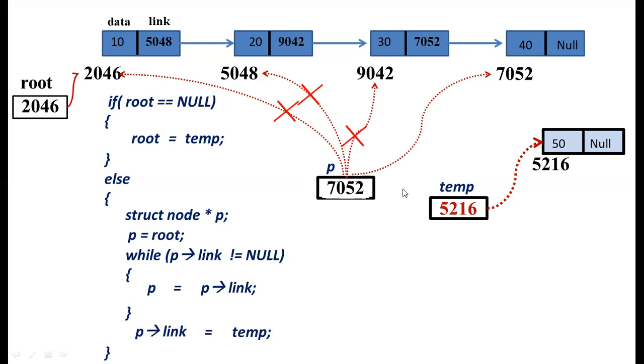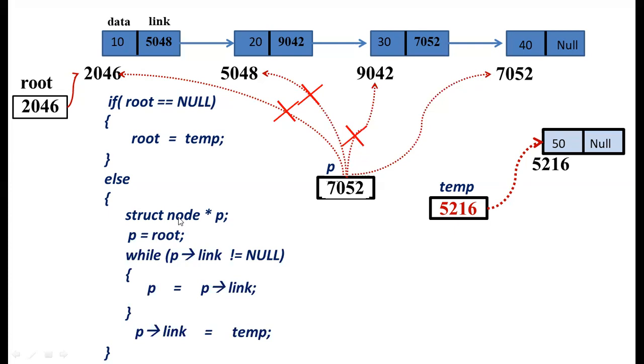Now here, for 7052, the link value is null. When the link value is null, it needs to come outside the loop. Null is not equal to null, which is a false condition, so it comes away from the loop. Once it comes away from the loop, what do we have to do? We have to store the temp value to P to link.